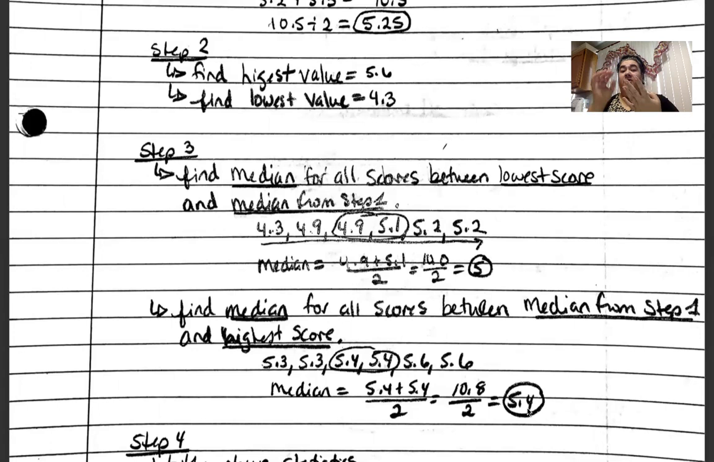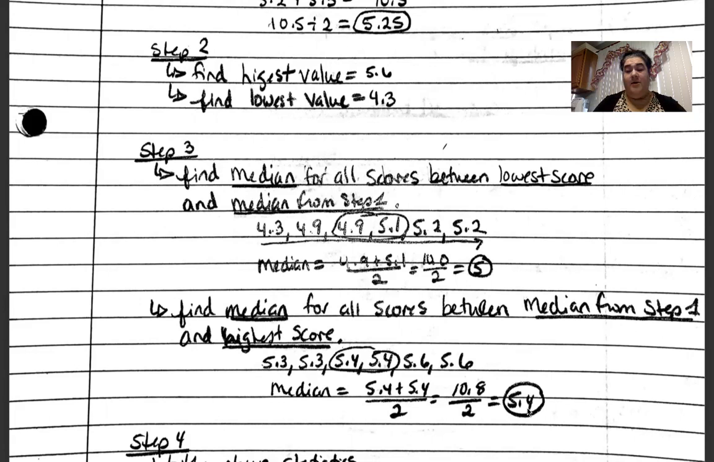So what you should be noting is that now I have four sets of data. I have the median that is right in the middle of the entire set. I have the lowest value. I have the highest value. And then I have the median between the lowest value and the median of the set. And I have the median between the median of the set and the highest value, okay?